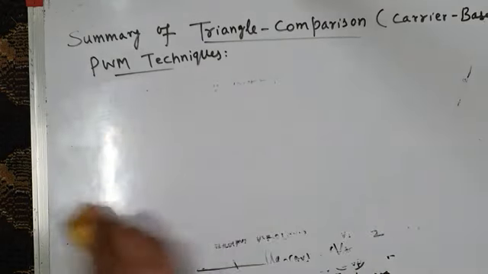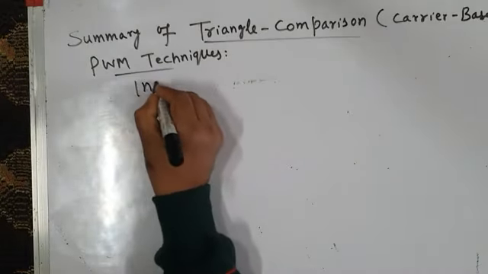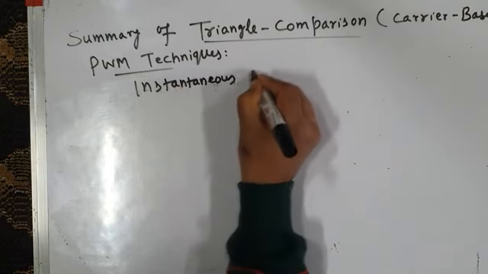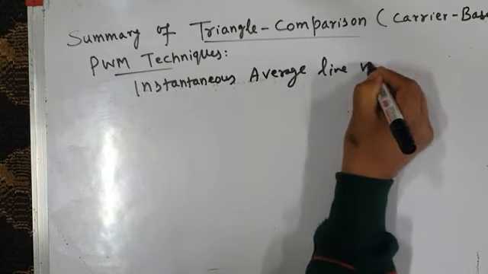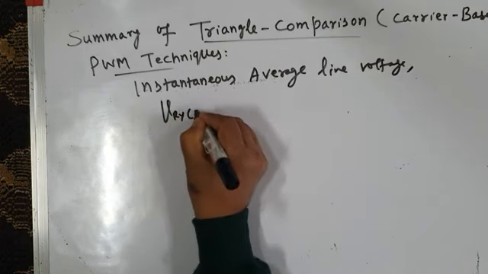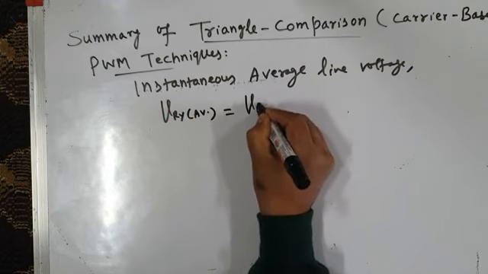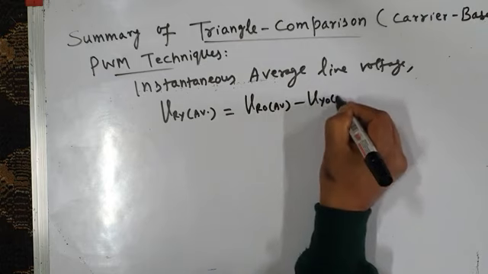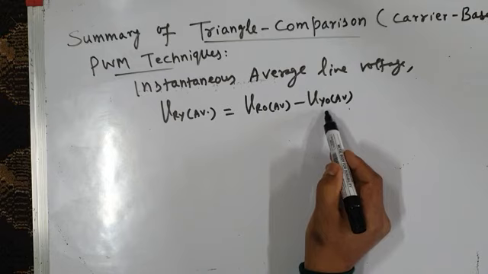What about instantaneous average line voltages? So I will write now instantaneous average line voltages. Let me take one line voltage, say VRY. Its instantaneous average value is equal to, we already know, VRO average minus VYO average. So line voltage VRY is pole voltage VRO minus pole voltage VYO.